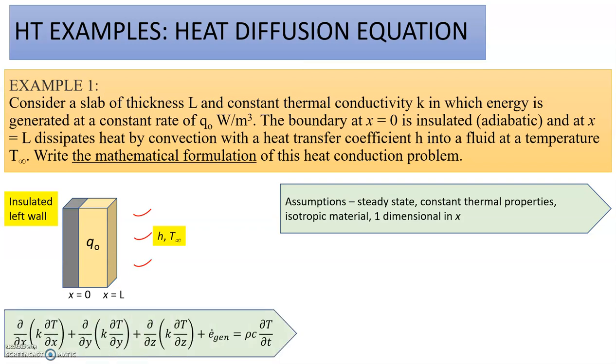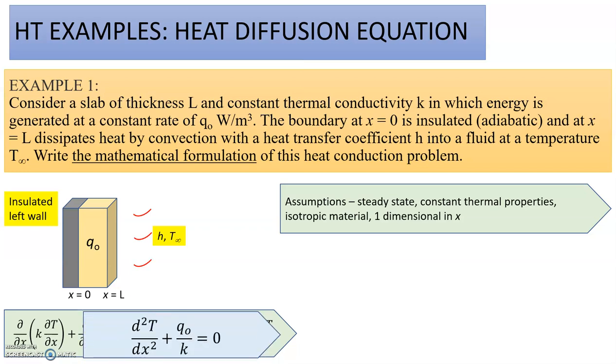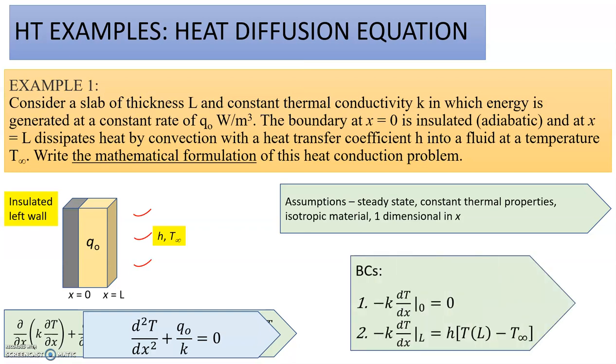Then you have the full heat diffusion equation in Cartesian coordinates, three-dimensional unsteady. But with the assumptions, you will end up with the simplified ordinary differential equation here. And you have two boundary conditions since it's a second order ODE. The first one being for the insulated surface, and the second being the one exposed to the surrounding fluid with the convective heat transfer coefficient. So this is enough for the mathematical formulation, the ODE and the two boundary conditions.